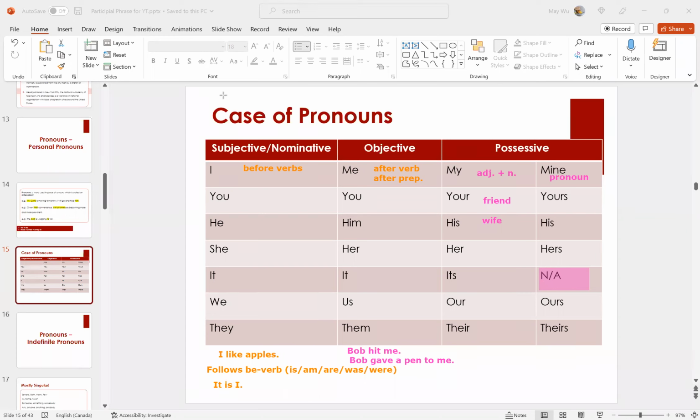All right, so that's it for personal pronouns, and we will continue talking about pronouns in the following 4 lessons.